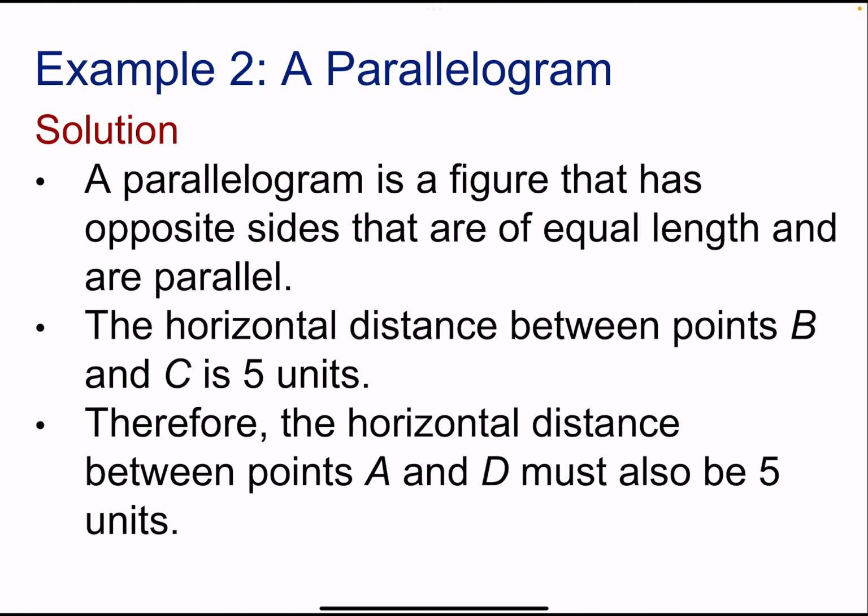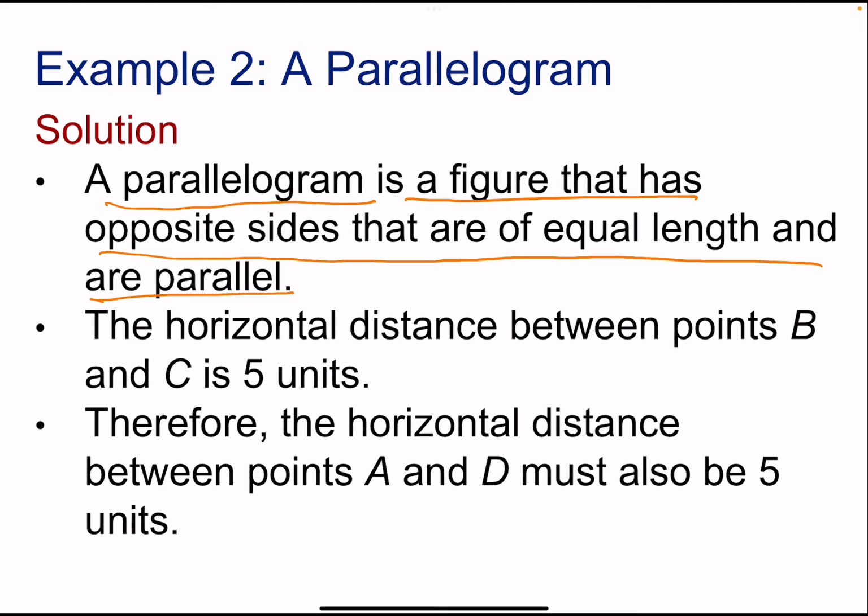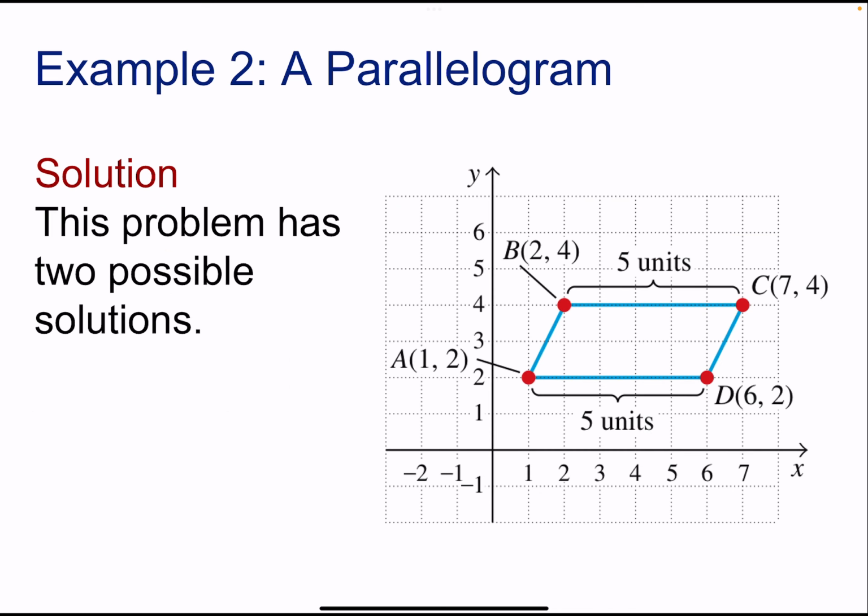So let's see how we solve this problem. First, we notice a parallelogram, from elementary mathematics, is a figure that has opposite sides that are of equal length and are parallel. So opposite sides have equal length and also are parallel. We are given A, B, C. Let's first identify A with coordinate (1, 2) here, and B with coordinate (2, 4) here, and C with coordinate (7, 4) there.